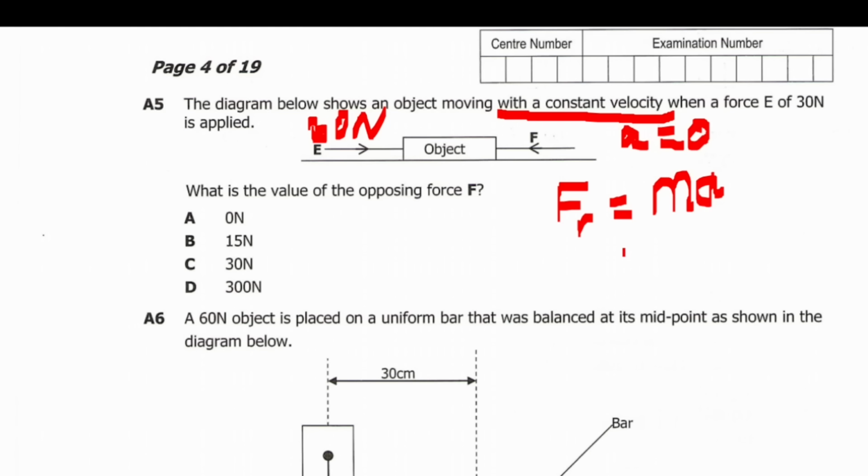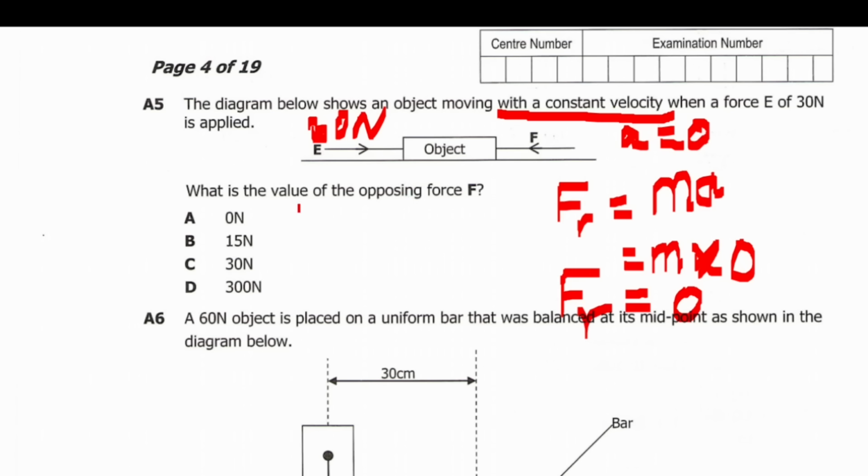If we substitute into the equation, force is equal to mass times acceleration, we get mass times 0, which gives m times 0, which is 0, because any number or letter that you multiply with 0 gives 0. Which means that our resultant force is 0. So the resultant force will be 0.